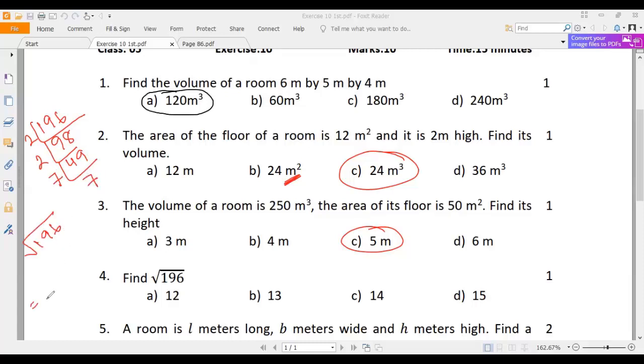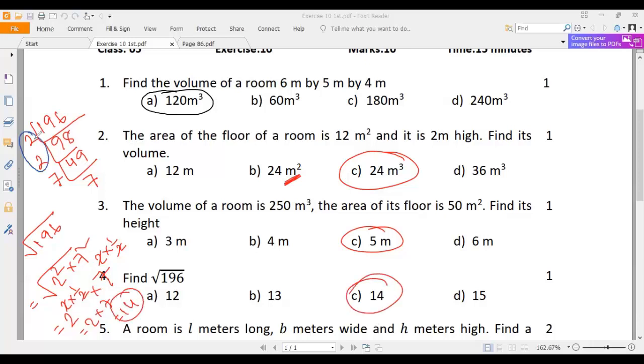Square root of 196 is equal to square root of 2 square multiplied by 7 square. And square root means we have to multiply the power by half. So after dividing, we'll get 2 multiplied by 7, that will be 14. So square root of 196 will be 14. If we get two same factors, then we take only one factor out of these two. So 2 multiplied by 7, that will be 14. And that is the answer of number 4.